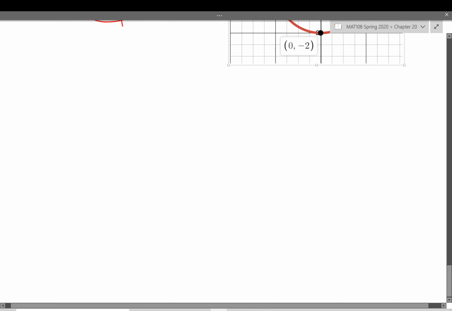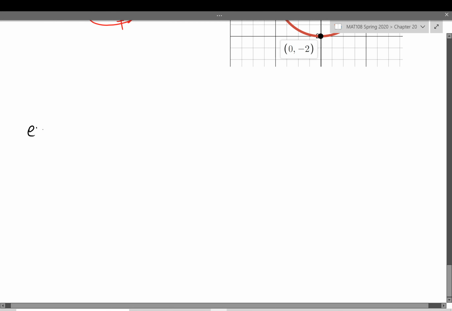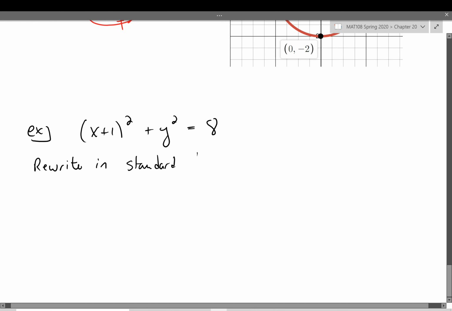All right, let's try another one. How about this one? x plus 1 squared plus y squared equals 8. Once again, let's rewrite this in standard form. So this is going to be x. Now watch what I do.